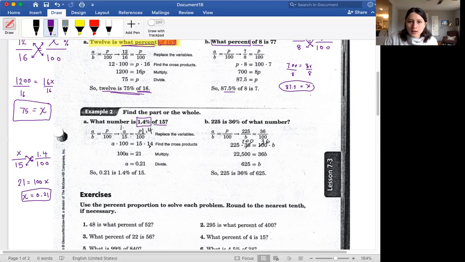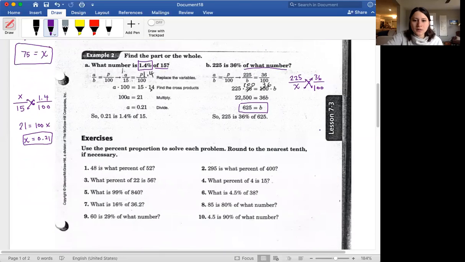All right, B. 225 is 36% of what number? So see how we have the "of," and we don't know out of what number. So let's put this down. We have 225 out of, I don't know what it's out of, and I'm given the percentage, 36 out of 100. So that 100 always stays in that spot under the percentage. Now we can multiply 225 times 100 and then divide by 36. When you work that out, B is 625, and so 225 out of 625 is equivalent to 36%.